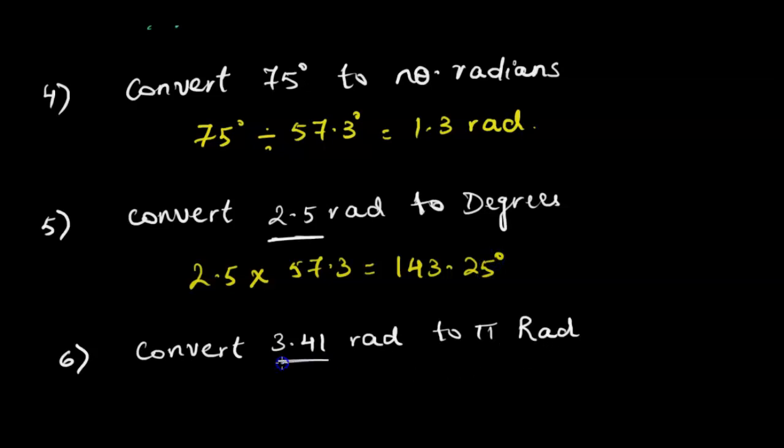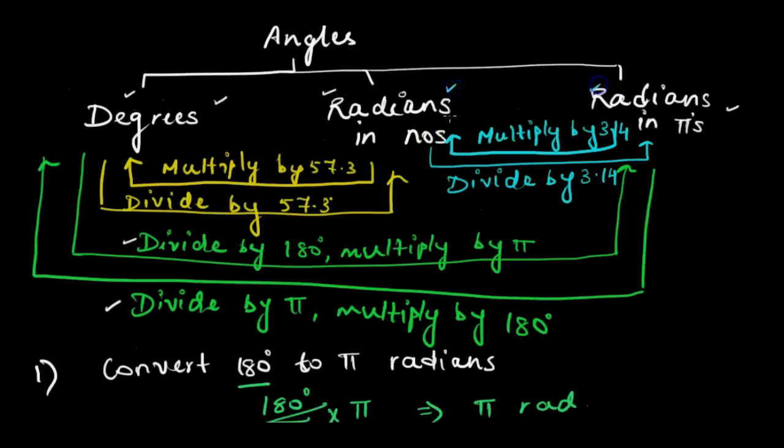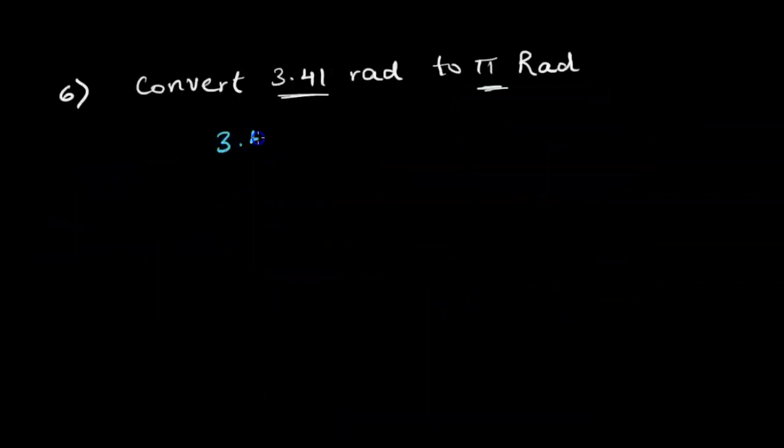The next question we have is 3.41 radians to pi radians. We notice here this is number radians and this is pi radians. Let's find out the relationship between number radians and pi radians. Number radians to pi radians is this blue relationship. Since we have to change from number radians to pi radians, we use this bottom relationship, that is divide by 3.14. So all we have to do is divide 3.41 by 3.14, and that gives us 1.09 pi radians.